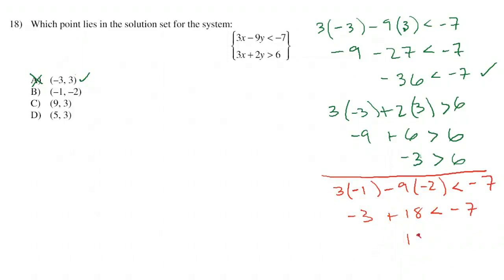And I can see that this is going to be 15, which, a positive number is never less than a negative, so this is not true either. So we'll cross out B. Let's move on to C.